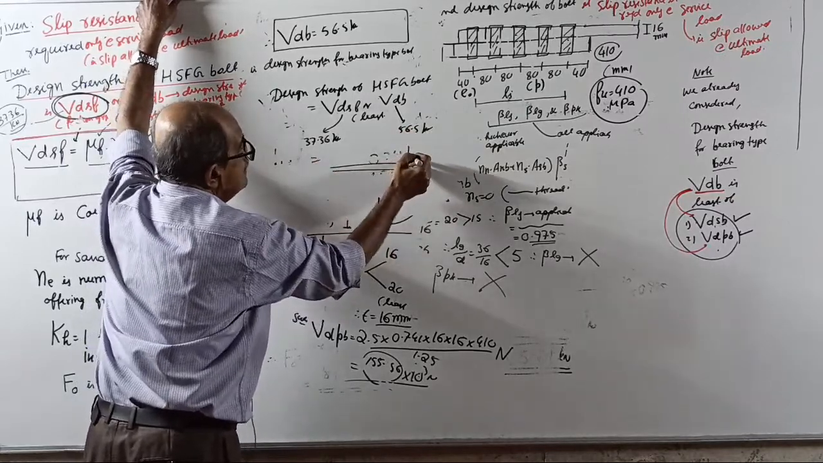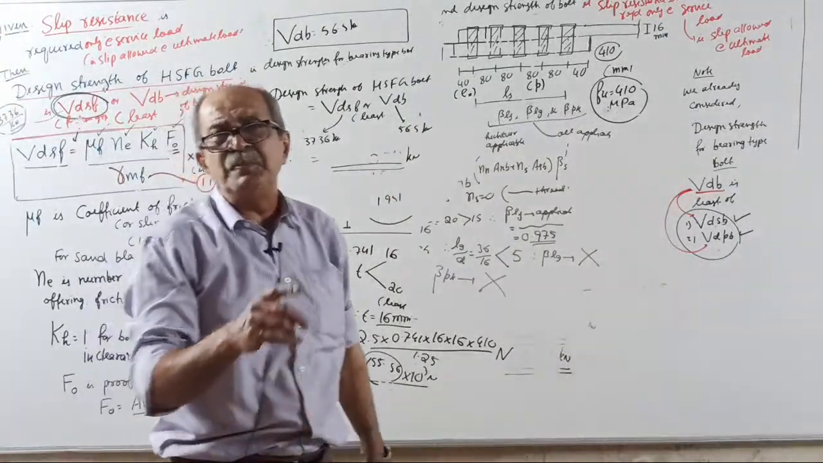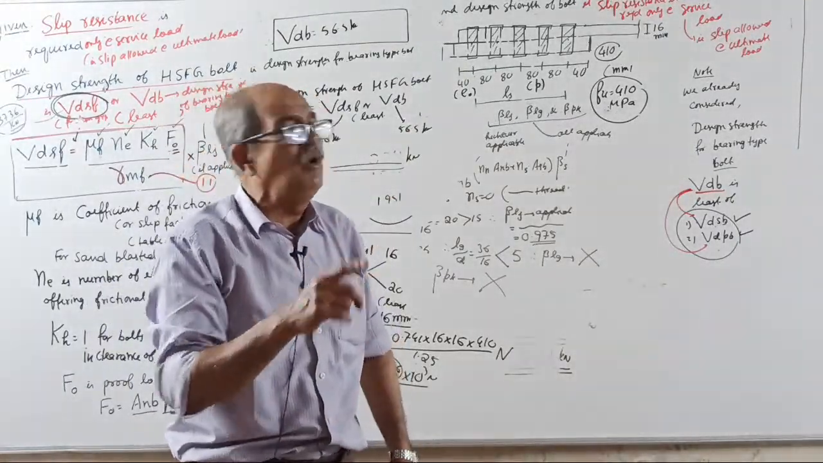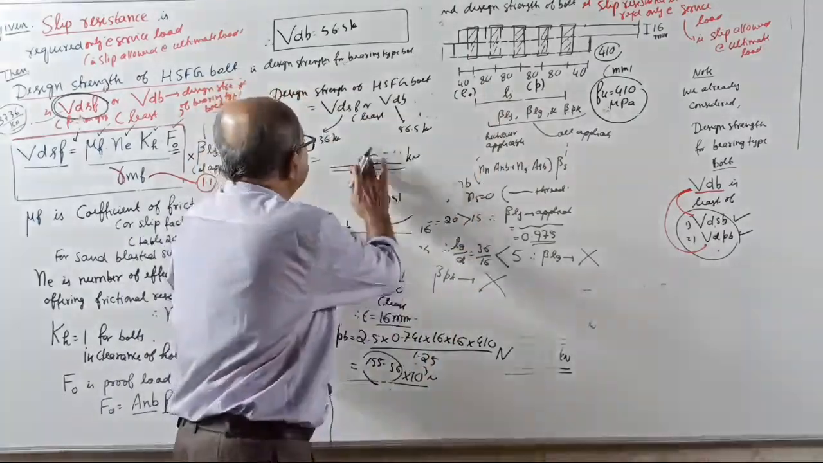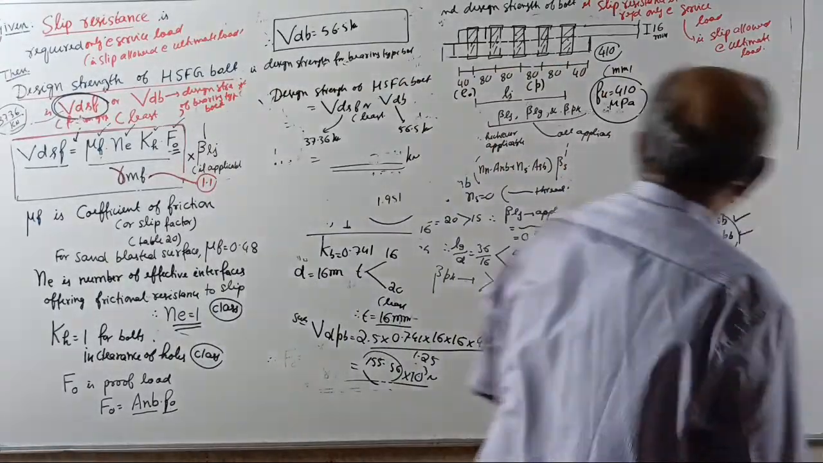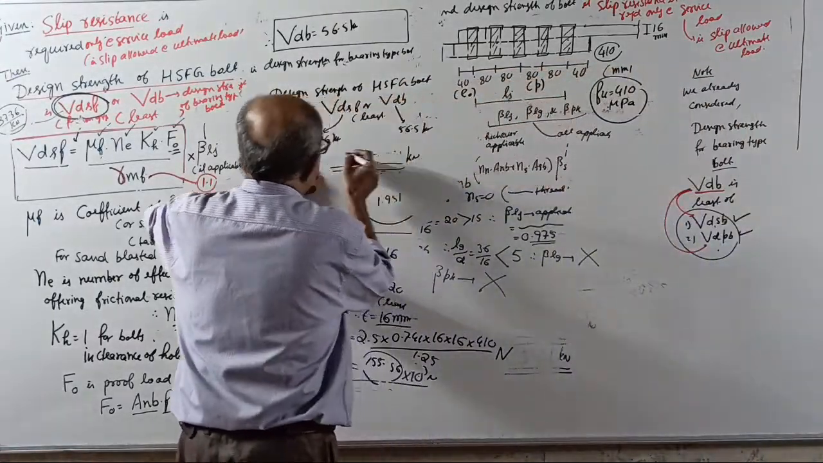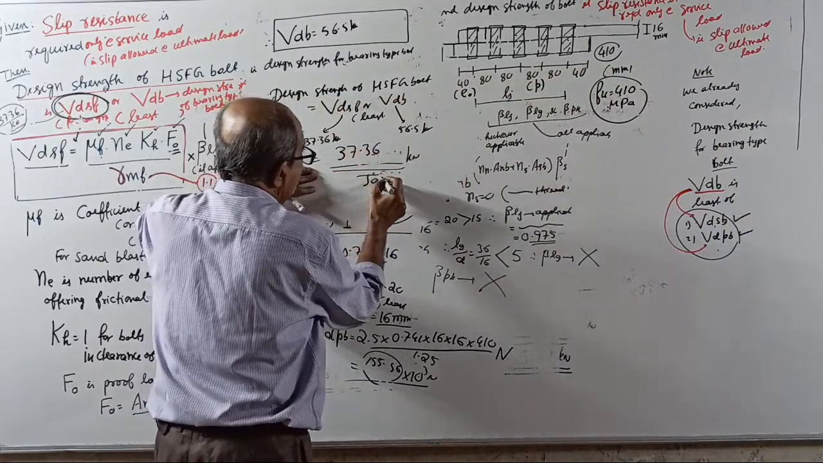If slip is to be prevented only at working load, but slip is allowed at ultimate load, then the design strength equals how much? 37.36 kilonewton. 37.36 kilonewton. Over.